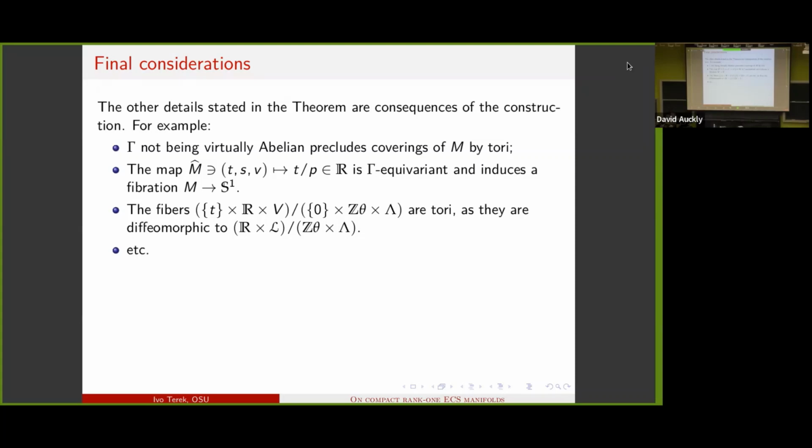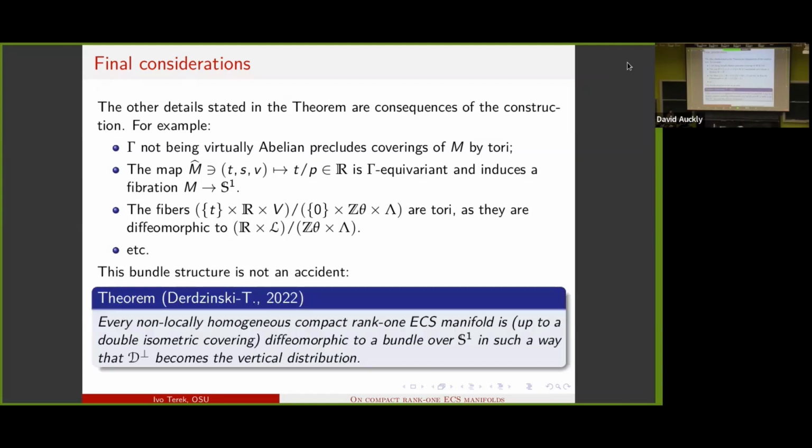Now, the thing here is that some of those features, they're not accidental. We have also shown in another work that if you exclude the locally homogeneous case, because it's technically annoying to deal with, and pass into a double covering if needed, every compact rank 1 ECS manifold is diffeomorphic to a bundle over S1, and the leaves of the orthogonal complement of that new parallel distribution I mentioned in the beginning appear as the vertical distribution.